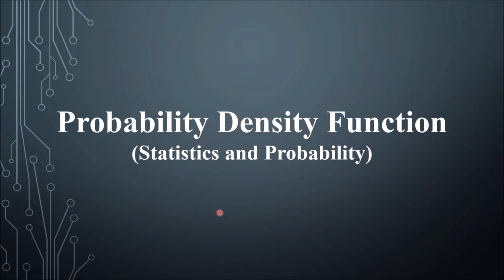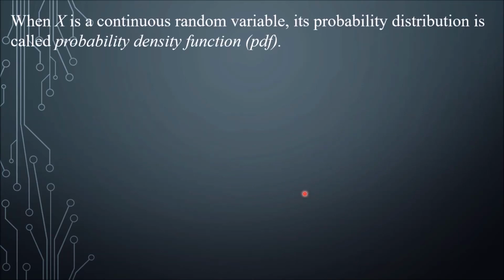Probability density function. Recall that there are two types of random variable. The first one is discrete random variable. The probability distribution of a discrete random variable is called probability mass function, or PMF. Now, when x is a continuous random variable, its probability distribution is called probability density function, or PDF.